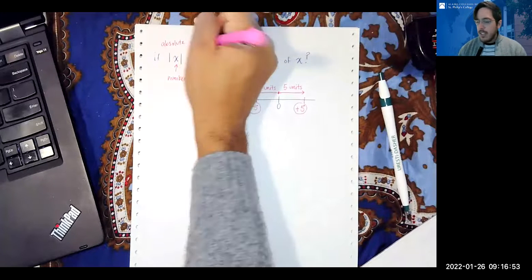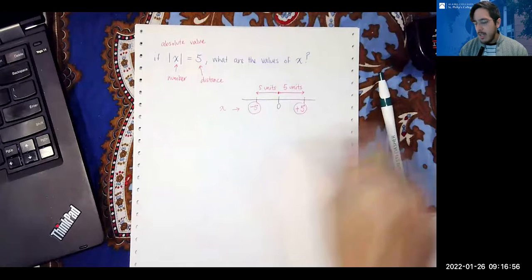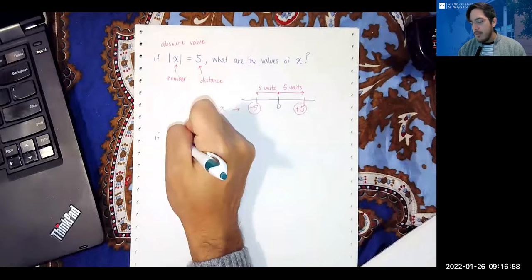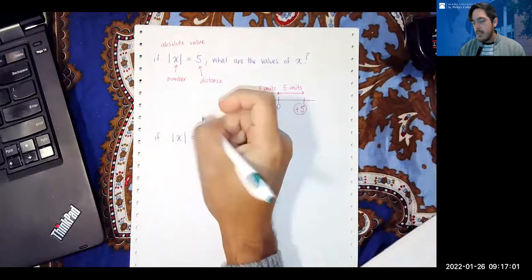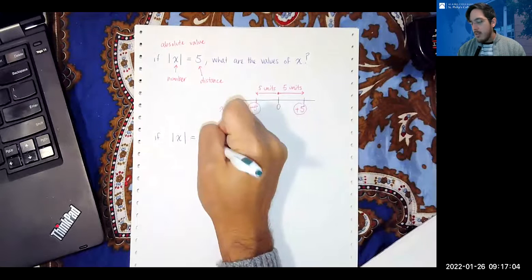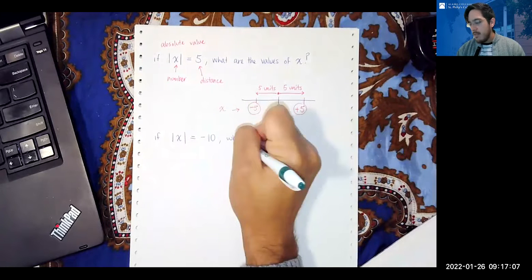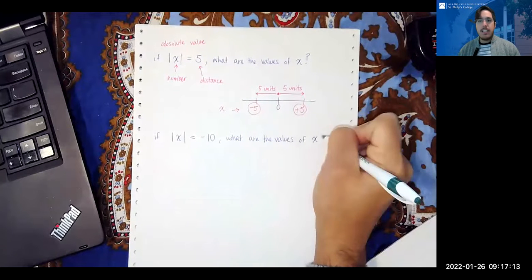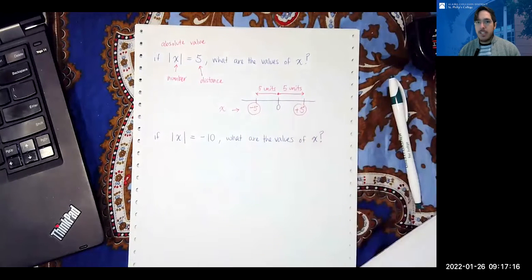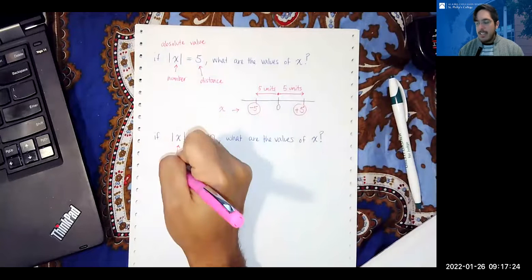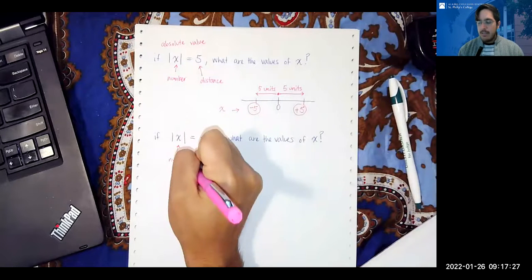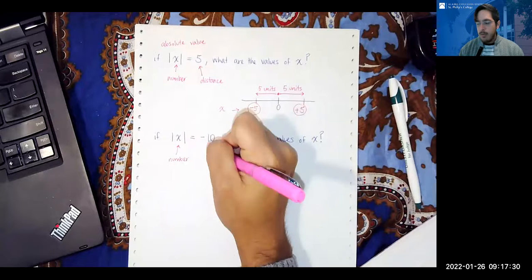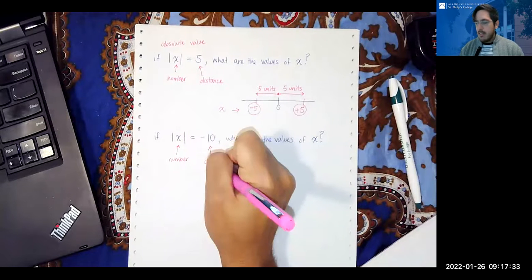But if you have a question that says something like this, if the absolute value of x is equal to, let's say, negative 10, what are the values of x? This is a slightly different question, and we have to remember what the definition of absolute value is. So this is saying we need some number that is a distance of negative 10 from 0.